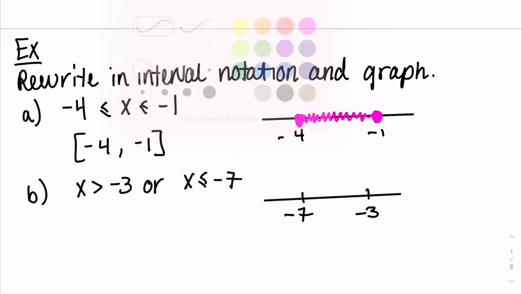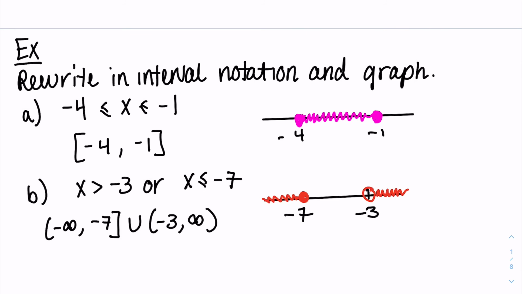Our first interval tells us x is strictly greater than -3. So I have an open circle there, but I can equal anything to the right. The second one tells us x can equal -7, and anything less than that is also fine. Since I have two different intervals, I need to join them together. So what we're going to write is we can start at negative infinity, go to -7, or we can go from -3 up to positive infinity.